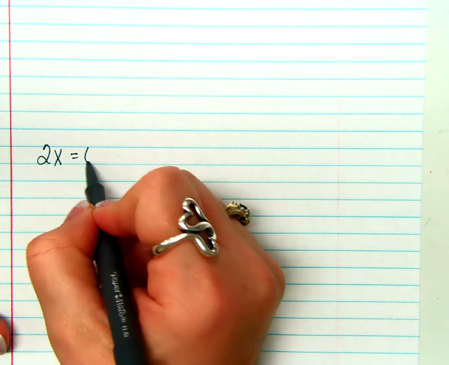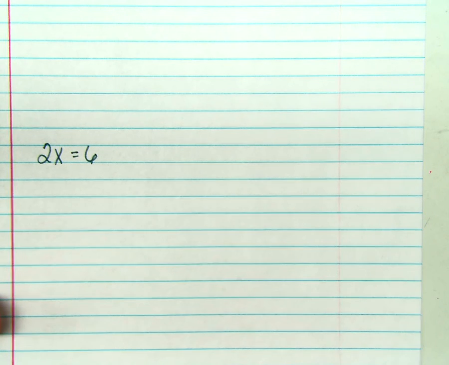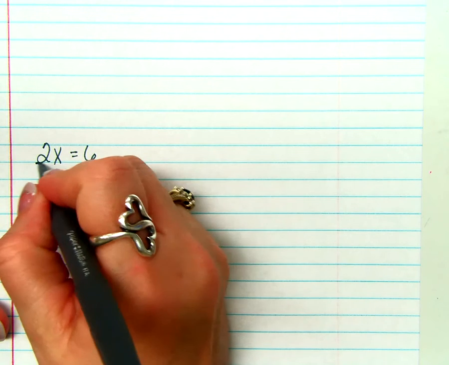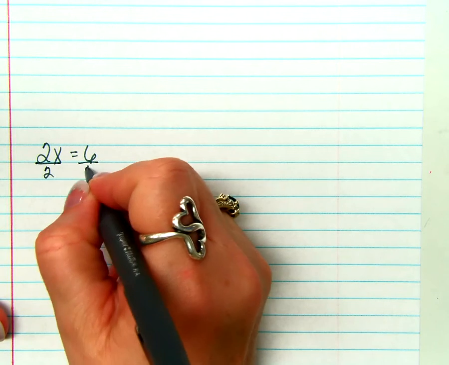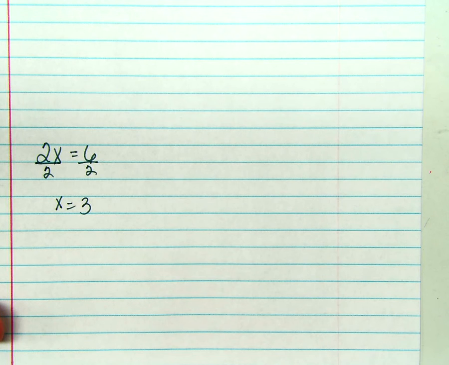2x equals 6. How do I solve for x? Why would we divide by 2 on both sides? We have to have x by itself. We have to have x by itself, and what's the 2 currently doing to the x? It's multiplying, so we have to do the inverse operation of that to get the x by itself, right? And the inverse operation of multiplication is division. Okay so far? Yes, ma'am.